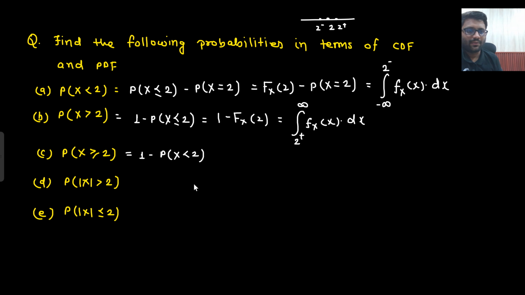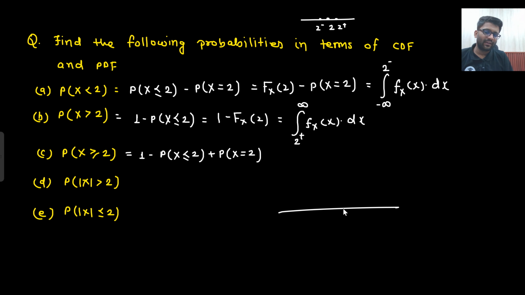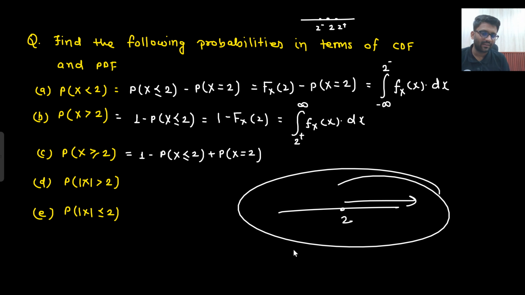All good? But if I put an equal sign here, that means I am killing the 2 as well. But I don't need to kill the 2. I need probability at 2 as well. So this is perfect. Do you understand this point? What you need is greater than 2, everything including 2 and greater than 2.